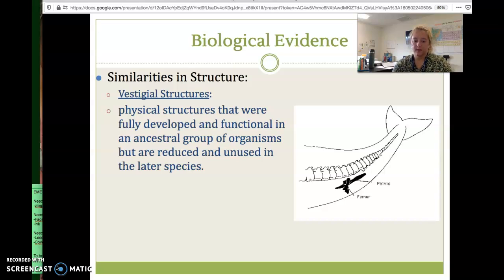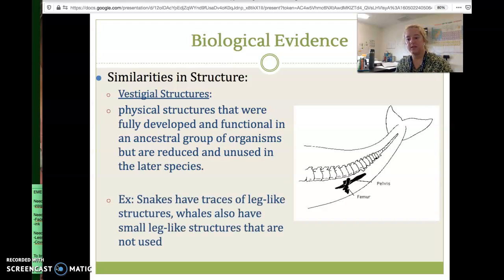This is a whale tail, and you can see that the whale actually, in fact, does have a pelvis, or the reduced structure of a pelvis and a femur, suggesting that it evolved from a tetrapod at one time, or an organism that had legs or fins. But we call those vestigial structures. One example here, snakes have traces of leg-like structures. Whales also have small leg-like structures that are not used.